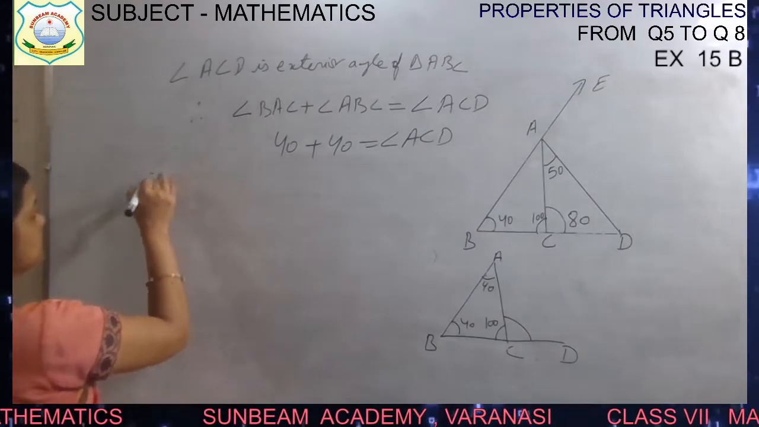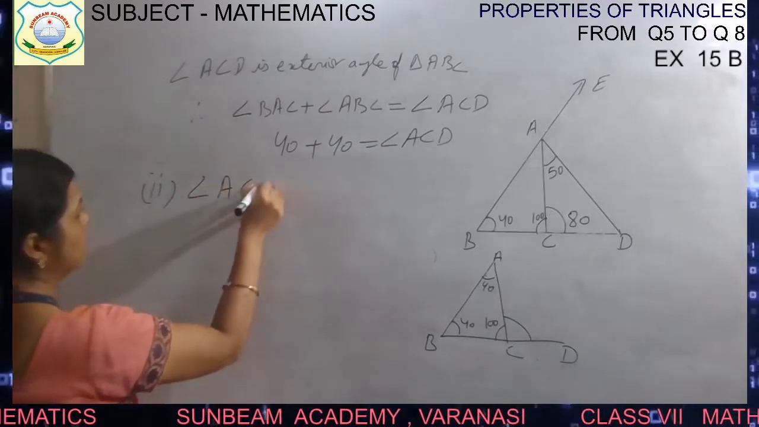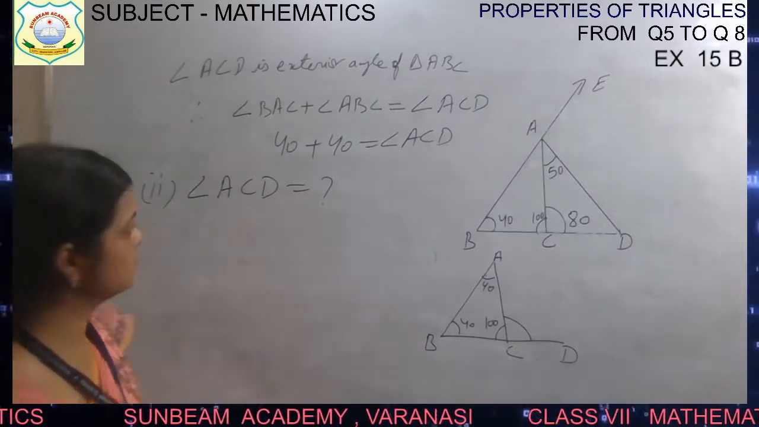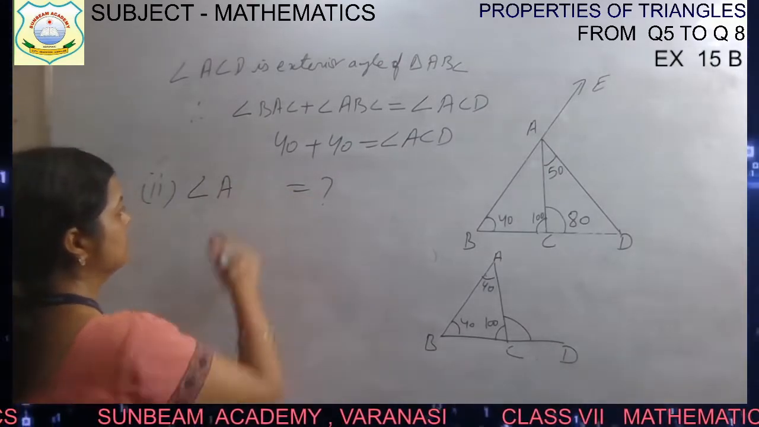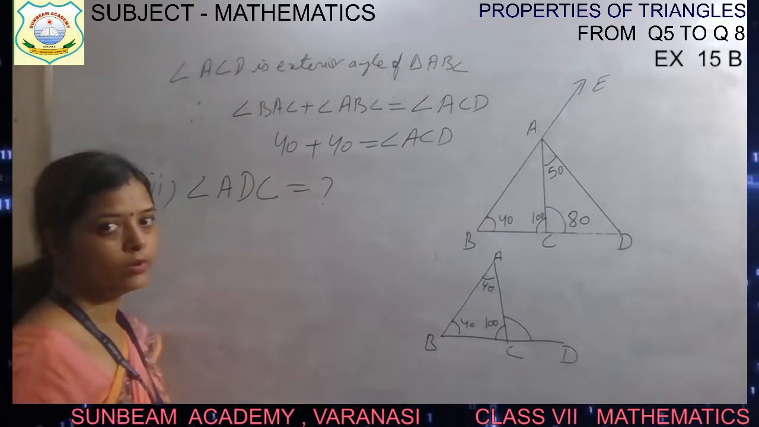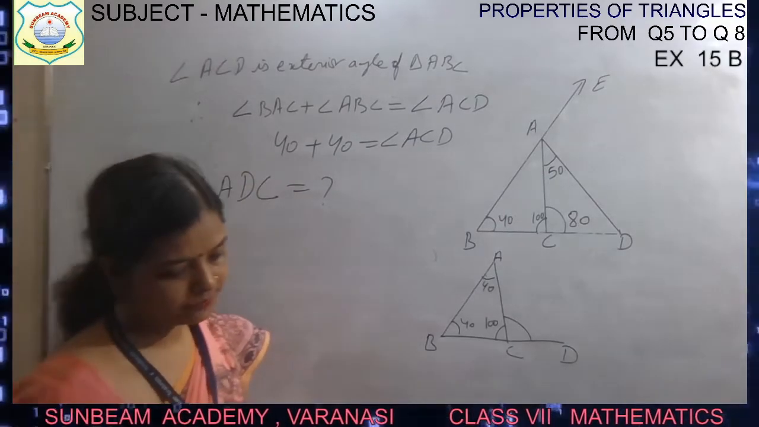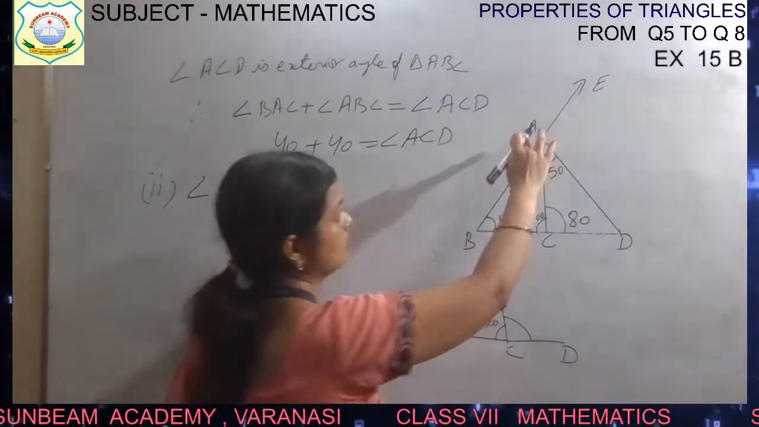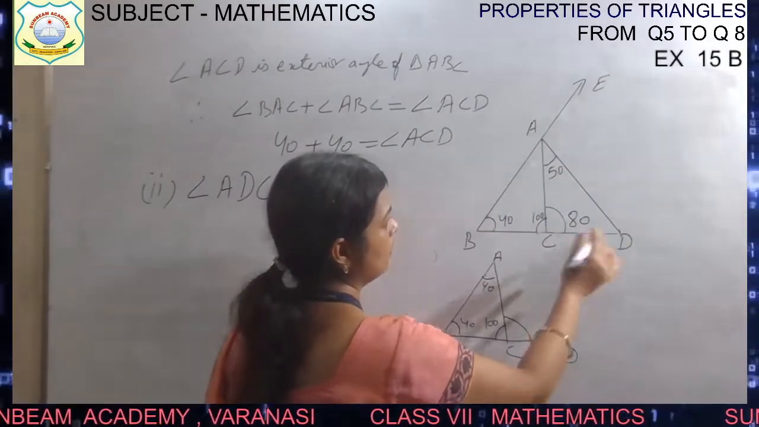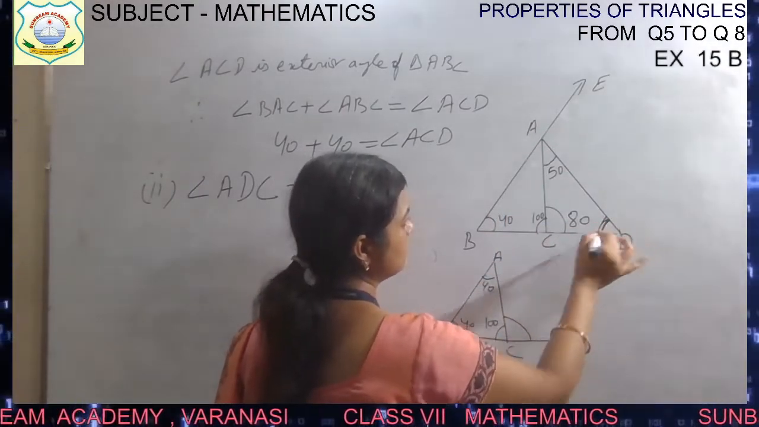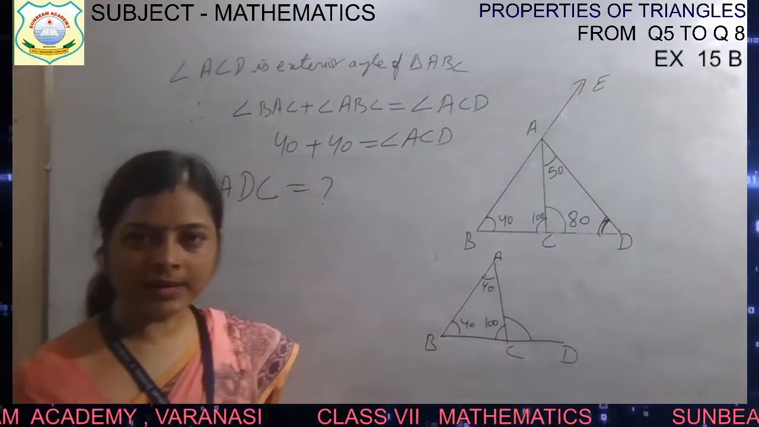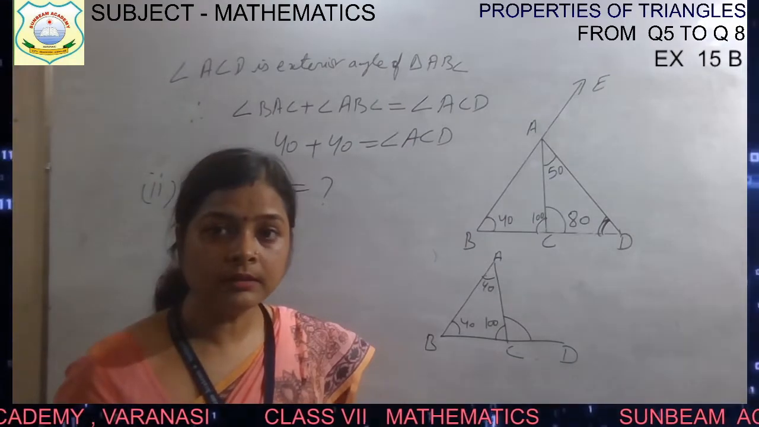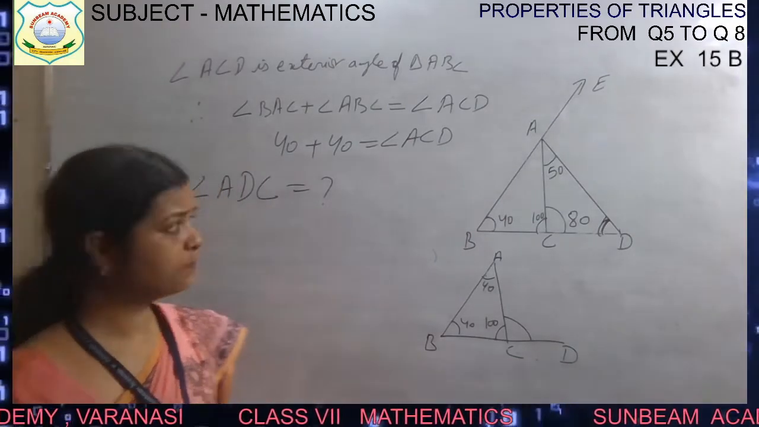Second part is find angle ADC. ADC, sorry, children. What is angle ADC? Now where is ADC? Look, this one, children. Can we find it? Yes, easily we can find it. How can we find it, children? By using angle sum property.